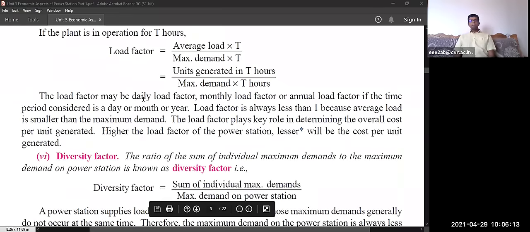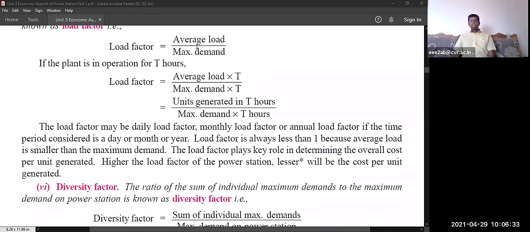Load factor may be daily, monthly or annual load factor if the time period considered is a day, a month or a year. The load factor is always less than 1, or 100 if it is in percentage, because the average load is smaller than the maximum demand. So maximum demand might be high, and average load is somewhat small.